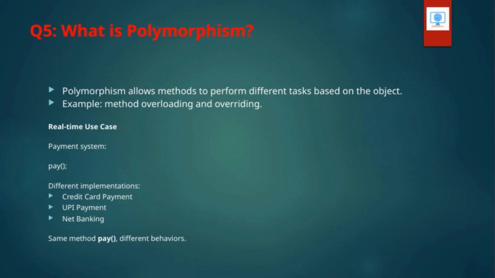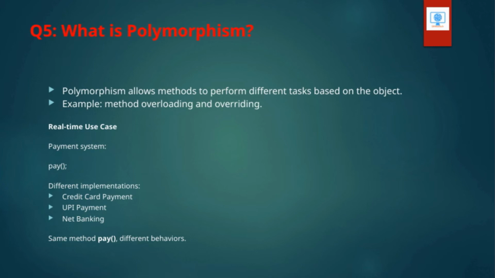Now let's consider a real-time use case, like a payment system. When we call the pay method, it can represent different payment types. For instance, it could process a credit card payment, a UPI payment, or net banking. The key point here is that the same method, pay, behaves differently depending on the payment method chosen. This flexibility is what makes polymorphism so powerful, especially in designing systems that are scalable and adaptable.